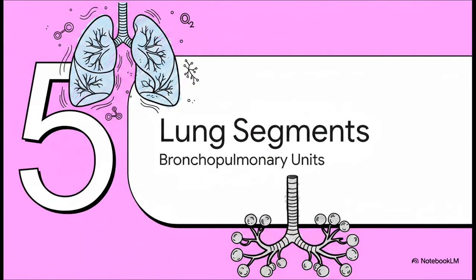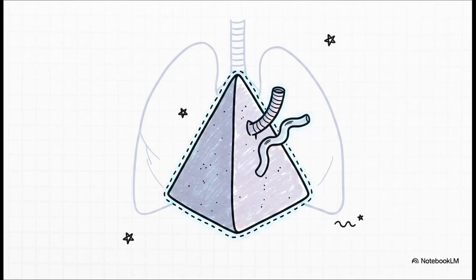Section 5. Bronchopulmonary segments. All right, we are zooming way in now. We're moving from those big macro lobes down to the highly functional micro units known as bronchopulmonary segments. So what exactly makes a segment a segment? Well, it has to meet some pretty strict criteria. It's a specific pyramidal-shaped subdivision of a lobe, and its apex always points inward toward the hilum.